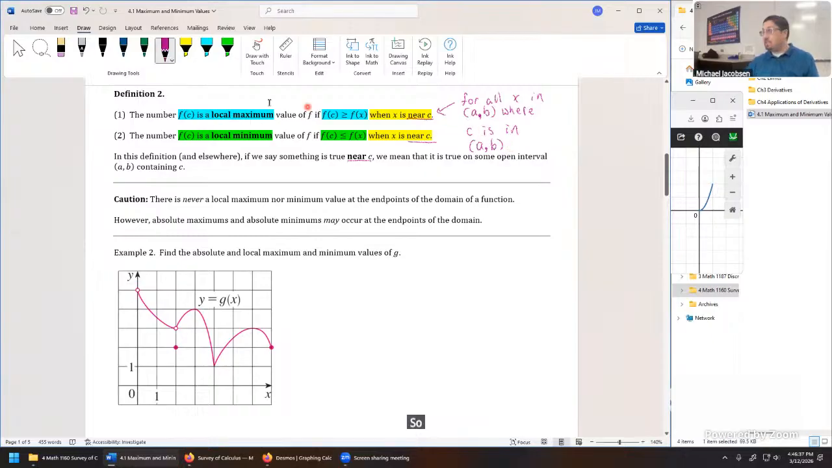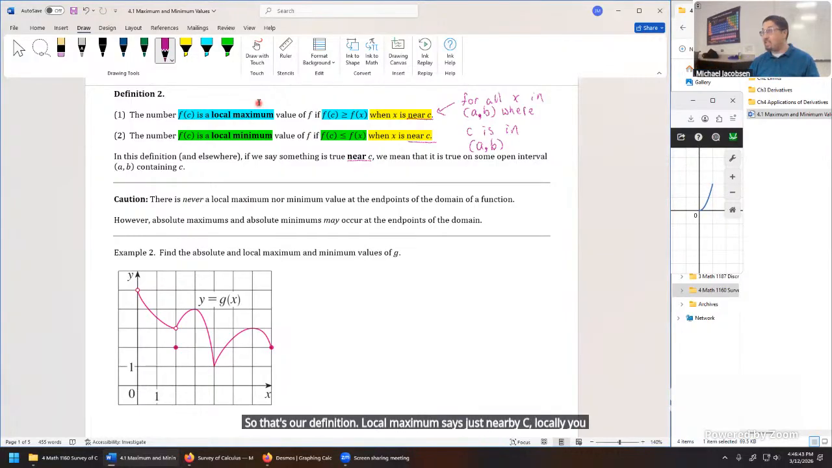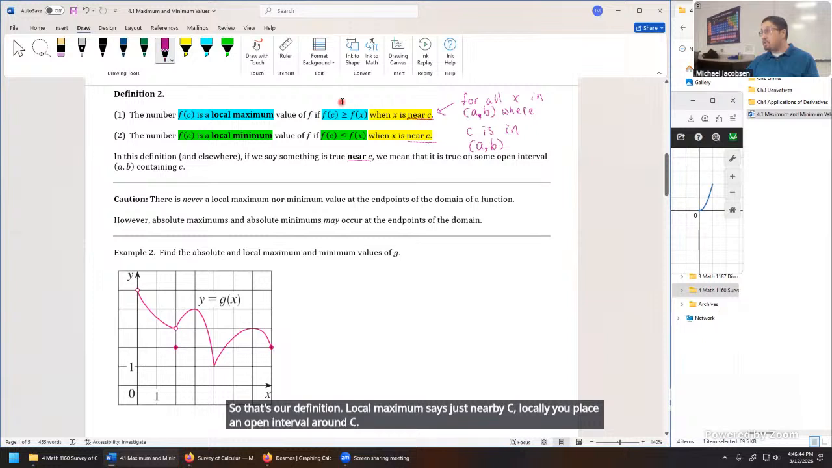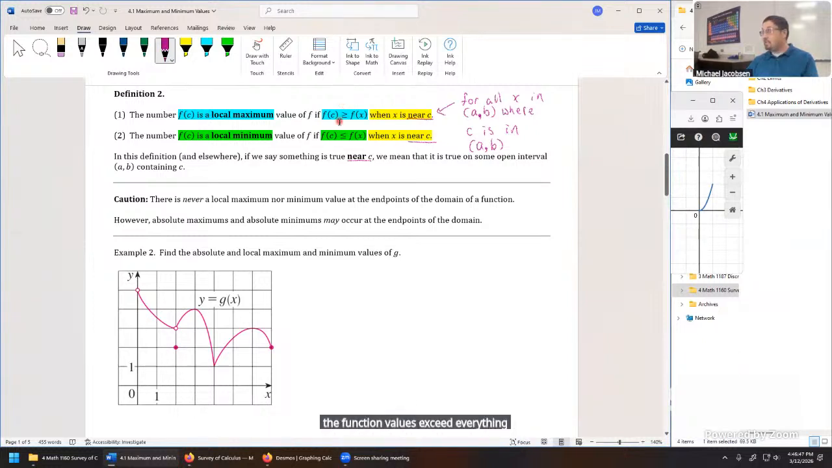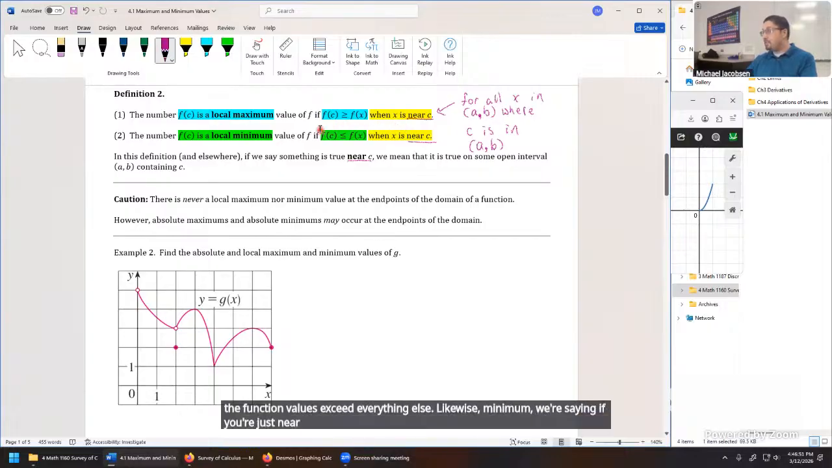So that's our definition. Local maximum says just nearby c, locally, you placed an open interval around c, the function values exceed everything else. Likewise, minimum, we're saying if you're just near c, the function value f of c is less than or equal to everyone else, all the other function values f of x. So that's the definition so far.